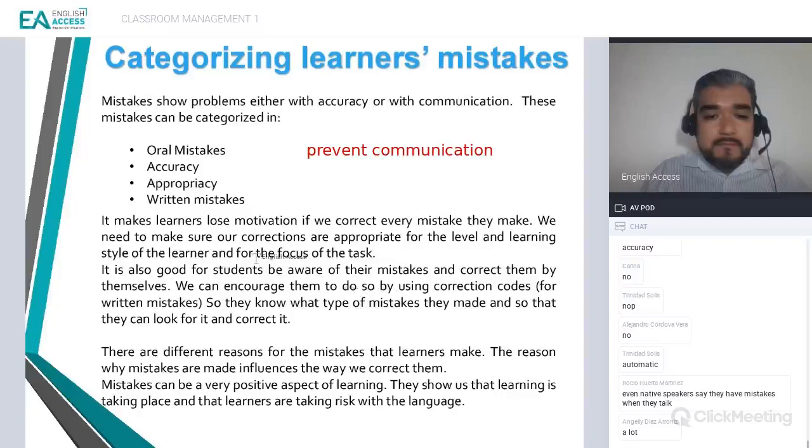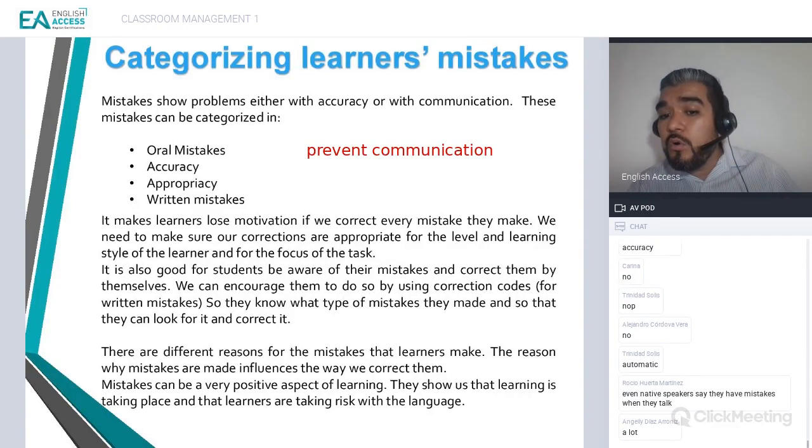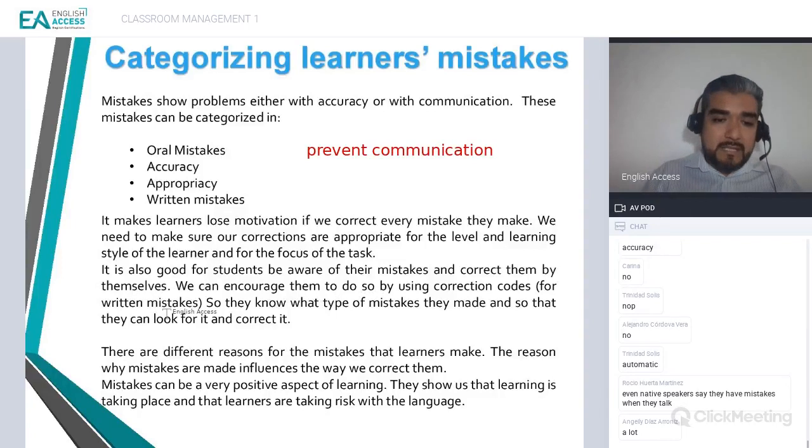Okay, we can encourage them. Okay, it is also good for the students. Let's read this. So we go to one activity. It is good for our students to be aware of their mistakes and correct them by themselves. We can encourage them to do so by using correction codes for written mistakes. So they know what type of mistakes they made, and so they can look for it and correct it, right? So it is important that we use some correction codes, right? I'm going to show you right now a correction code and how it works.